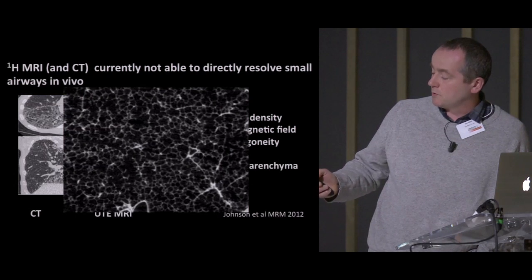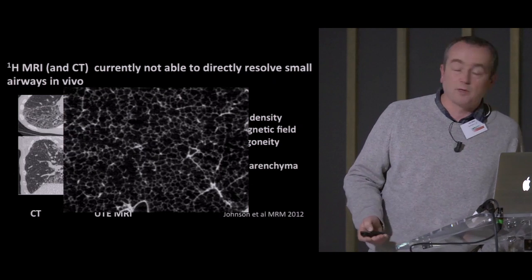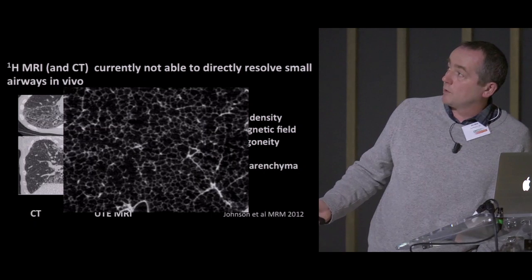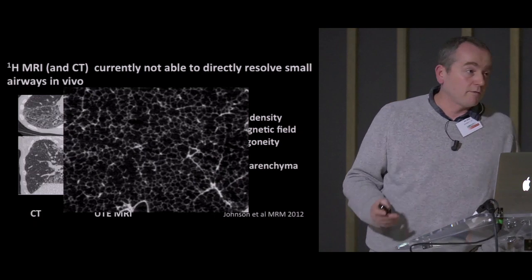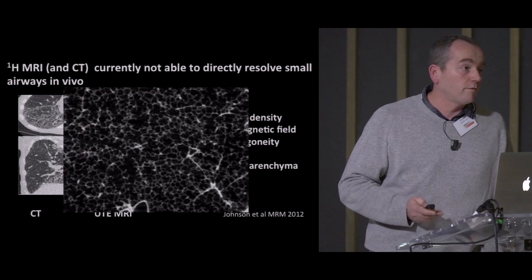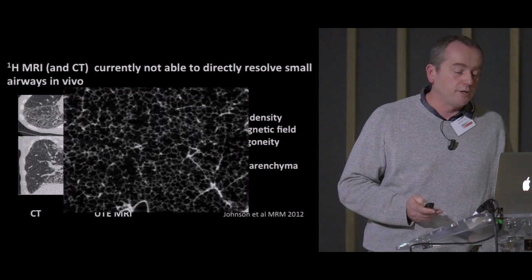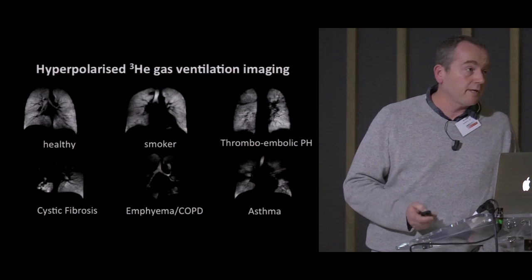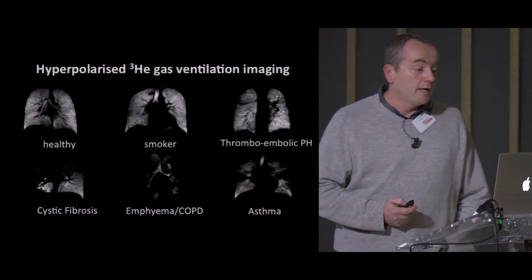These images come from micro-CT, from ex vivo pathology, and you can see the alveolar structure there, but we don't have the resolution to resolve those structures in vivo in humans. And that's where inhaled gas imaging comes in.